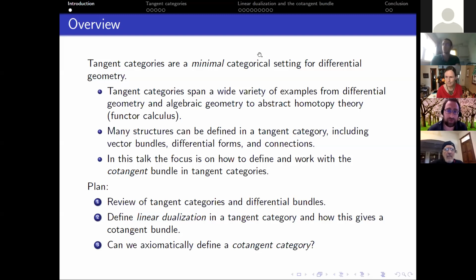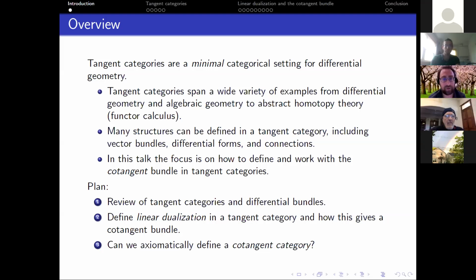And what's interesting about them is that they span a wide variety of examples. I'll talk about some examples in a minute after I give the definition. They span a whole wide variety of examples from differential geometry. The canonical category is the category of smooth manifolds, but there are other variants of those categories, which are usually tangent categories as well. In algebraic geometry, there are tangent bundle type constructions. These give tangent categories. And some recent work, which Christine Bauer will actually talk about in the session later today, is how some ideas in abstract homotopy theory about functor calculus can also be seen as tangent categories.